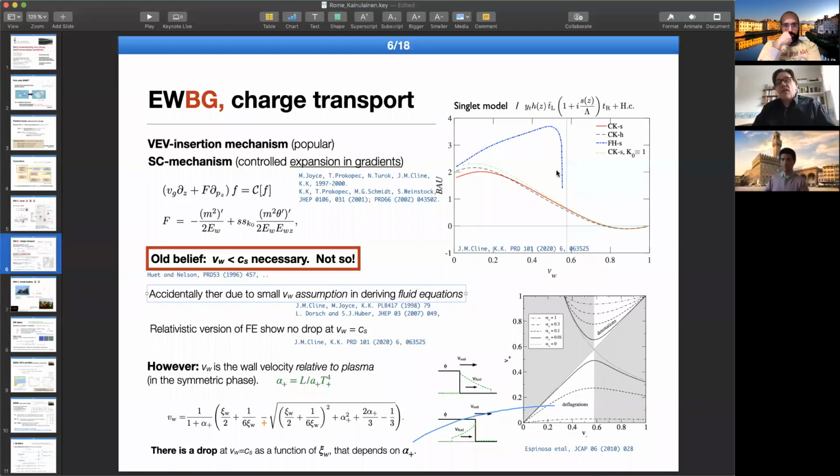It also overestimated the baryon asymmetry at large velocities. But when you go to the fully relativistic form of the equations, you see that it's just smooth. There's nothing particular going on at this point. Now, however, there actually is a drop, which, oops, where did that come from?